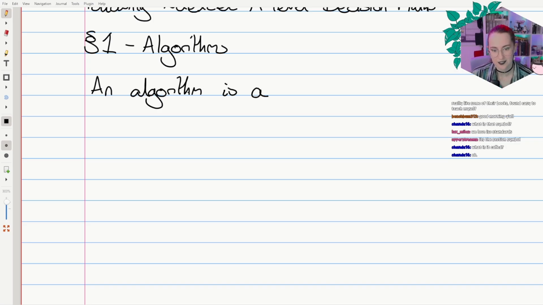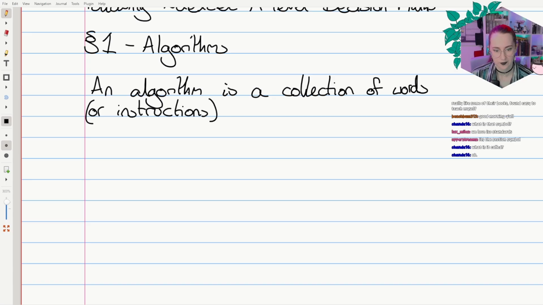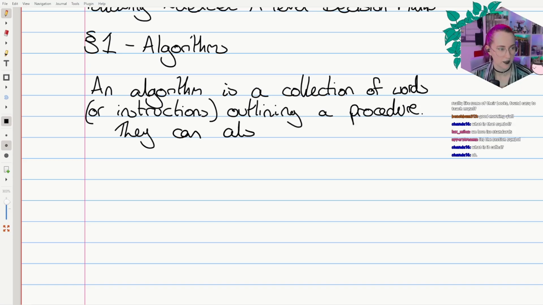So an algorithm is a collection of instructions outlining a procedure. And then in the way they teach it in Edexcel, they can also be flowcharts.